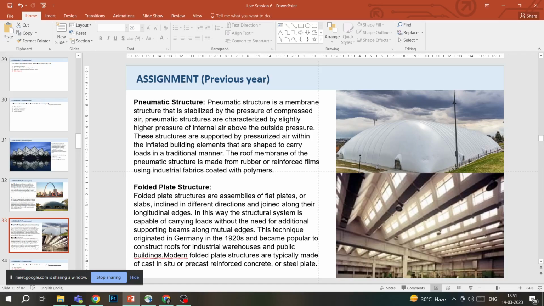I'll just cover 2 points. They are a type of membrane structure, and they are stabilized by the pressure of compressed air. The air inside these structures is at higher pressure compared to the air outside. They are usually made with technologically advanced materials like ETFE foils and not traditional materials. Then folded plate structures are different plates joined together at longitudinal edges at some kind of angle, and they're capable of carrying a lot of load.